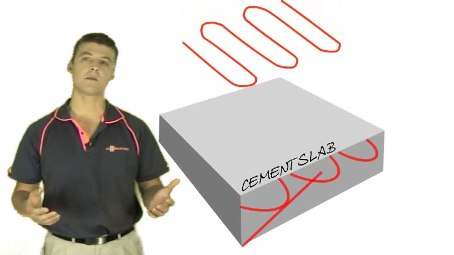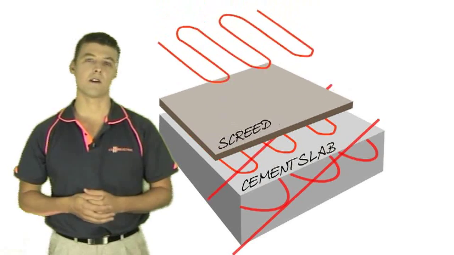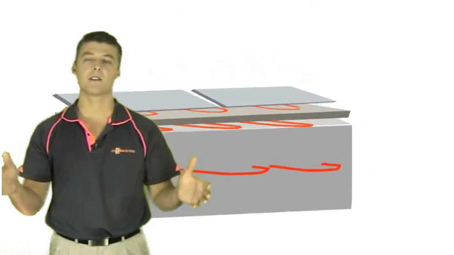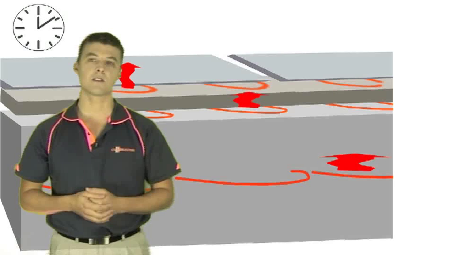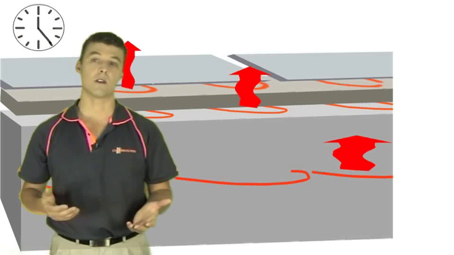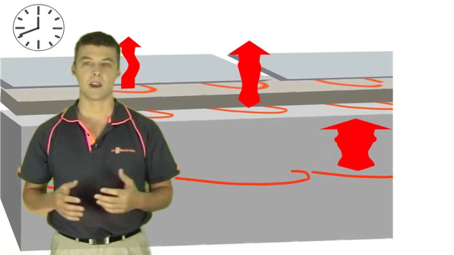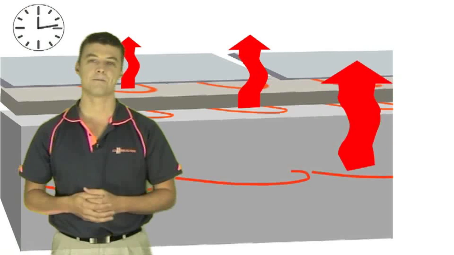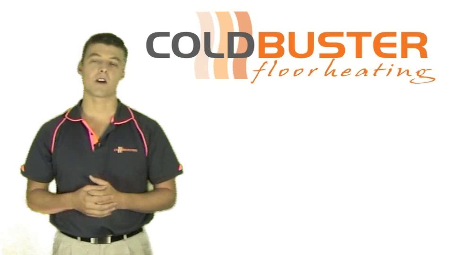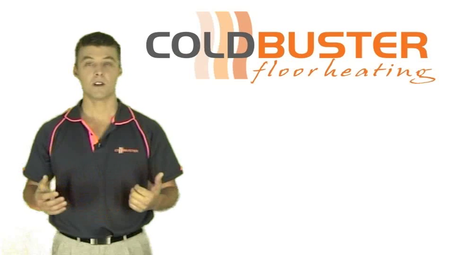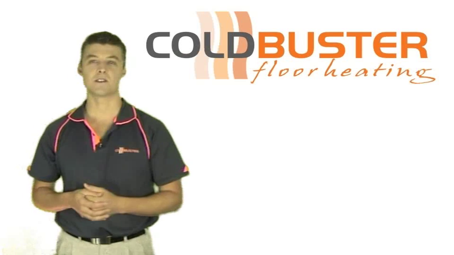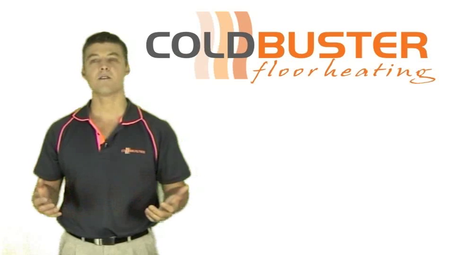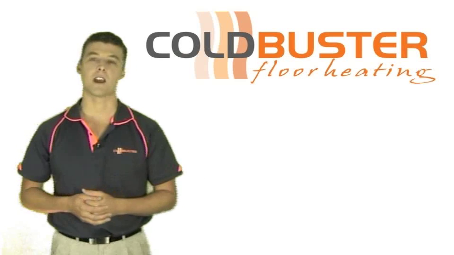Lastly, the on-demand system requires lower design parameters because the mass it is required to heat is substantially less than an in-screed or an in-slab system. The heat naturally rises from above the screed and the slab layers. For more information on why Coldbuster thin technology really is Australia's most energy efficient floor heating system, see our video comparing your electric heating options.